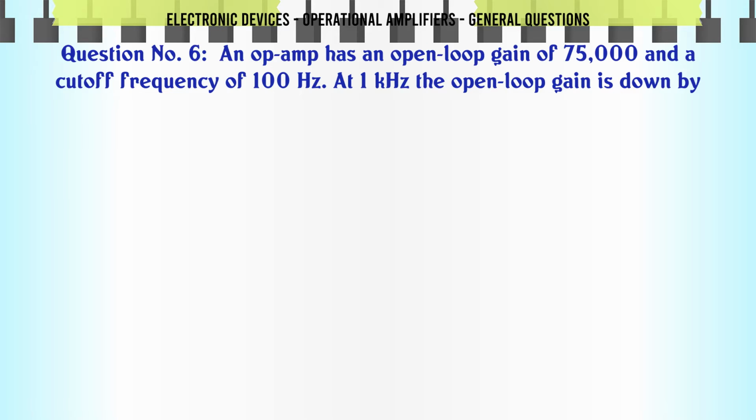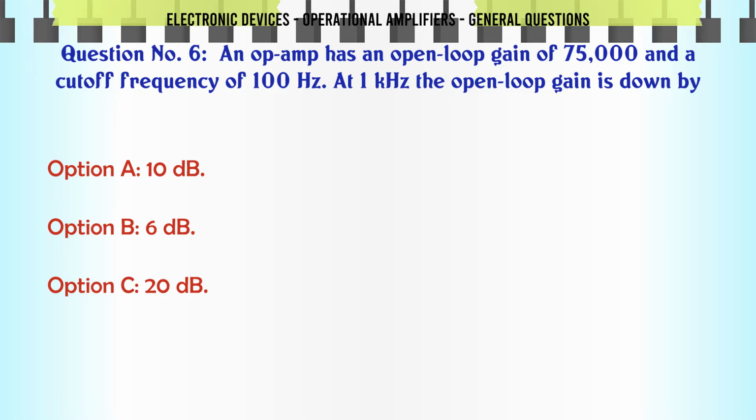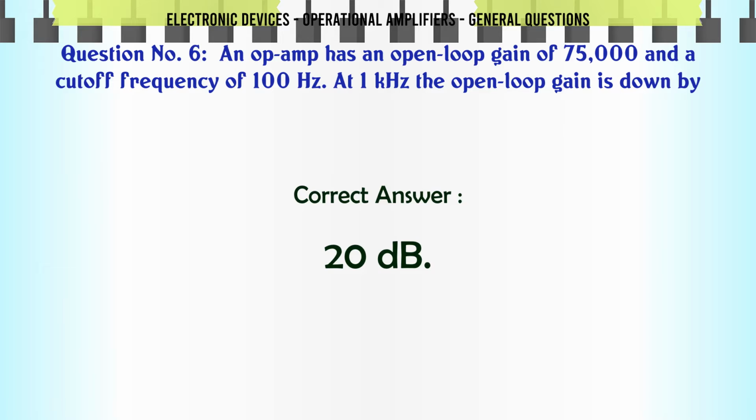An op-amp has an open-loop gain of 75,000 and a cutoff frequency of 100 Hz. At 1 kHz the open-loop gain is down by: A. 10 dB. B. 6 dB. C. 20 dB. D. 3 dB. The correct answer is 20 dB.